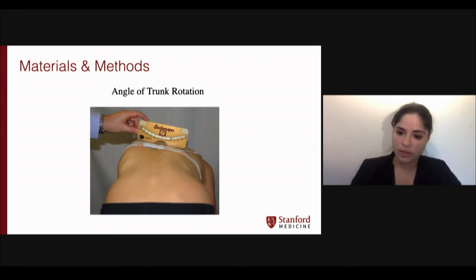Patients were asked to bend forward so that the portion of their spine with the largest deformity was directly parallel with the ground. And the scoliometer acts as a level of sorts, and a measurement can be directly obtained from the tool, as you can see here.